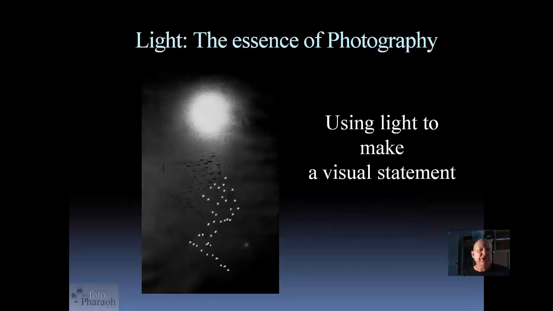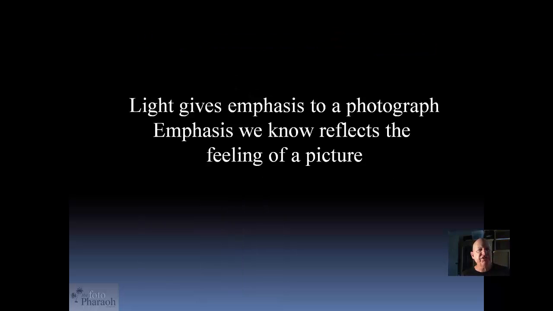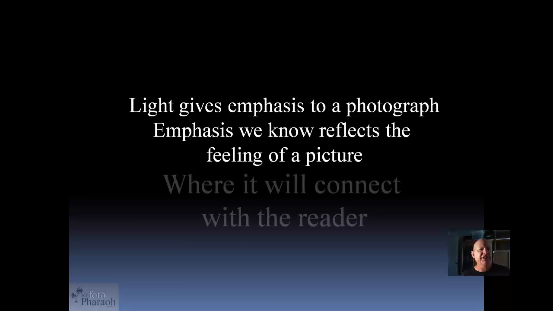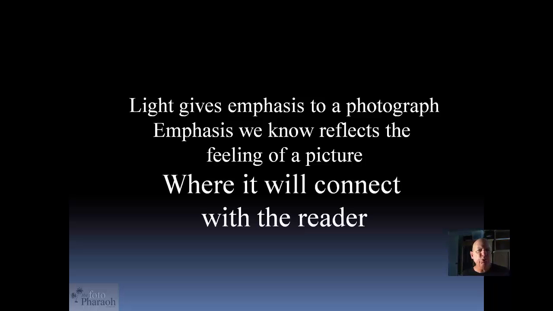We're going to continue our discussion here dealing with light, and as it pertains, I like to call it the essence of photography because it is what we have to do our job. In this discussion we want to talk about the viewer's perception or reaction to the type of light, but also how to utilize the light to make a visual statement. Now, light gives emphasis to a photograph, and emphasis, we know, reflects the feeling or mood of a photograph. It's extremely important, and it is in this mood where we will connect with the reader.